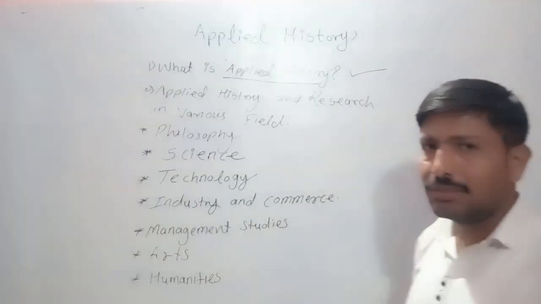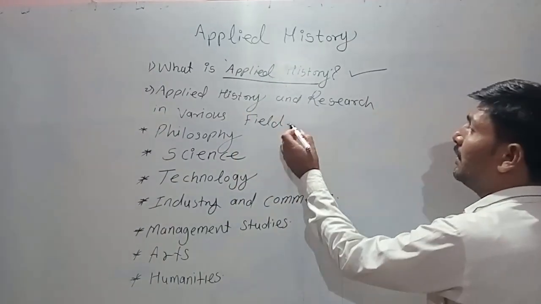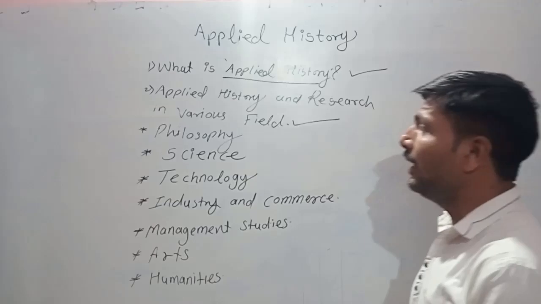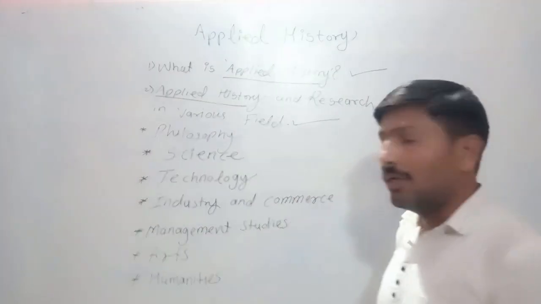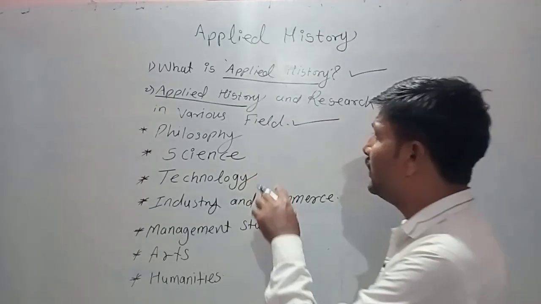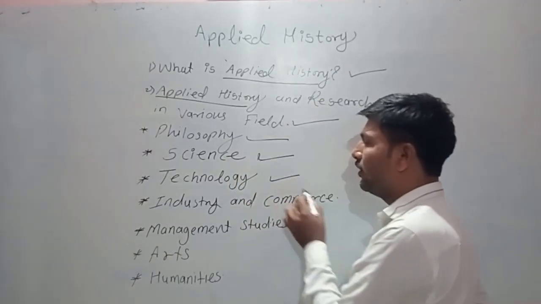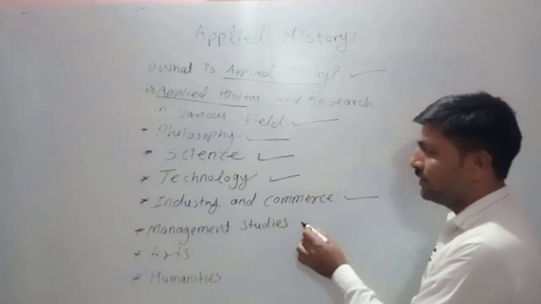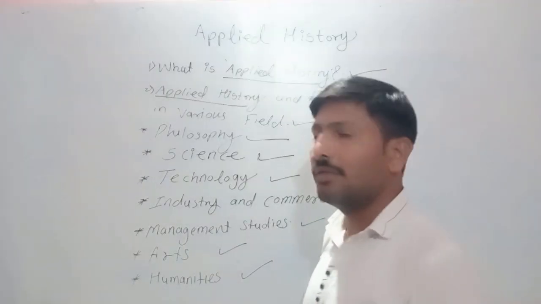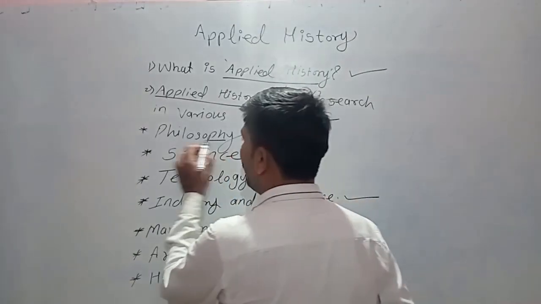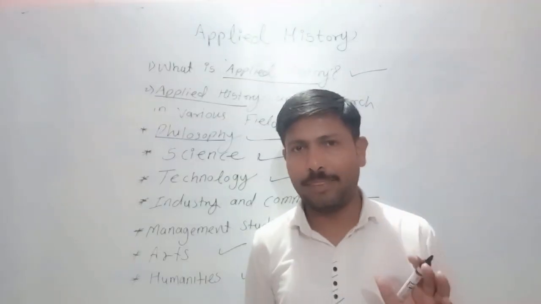Now we have to discuss our next topic, that is applied history and research in various fields. So we came to know the meaning of applied history. Now we discuss research in various fields such as philosophy, science, technology, industry and commerce, management studies, arts and humanities. So let us discuss philosophy. What is philosophy? Philosophy means great thinking.